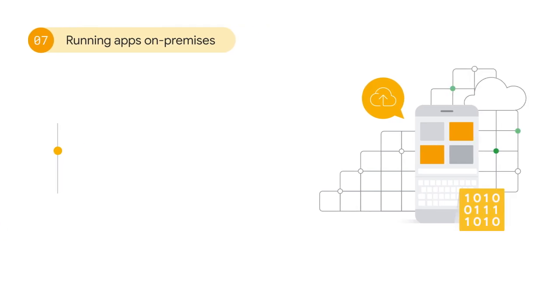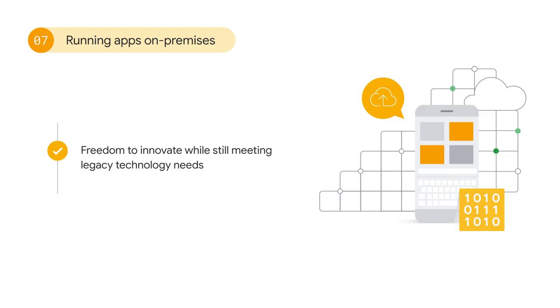Running apps on premises. Organizations may have regulated applications that must remain on premises, or mainframe systems that are difficult to move to the cloud. A hybrid approach provides the freedom to innovate while still meeting legacy technology needs.